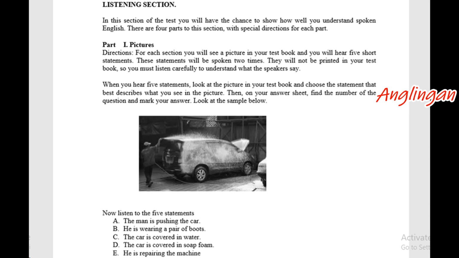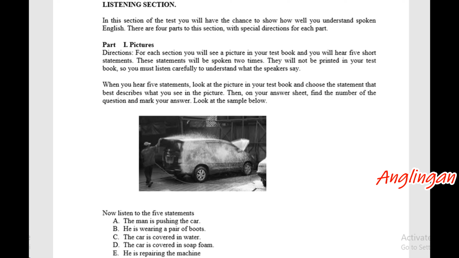Part 1. Pictures. Directions. For each section, you will see a picture in your test book, and you will hear 5 short statements. These statements will be spoken 2 times. They will not be printed in your test book, so you must listen carefully to understand what the speakers say.